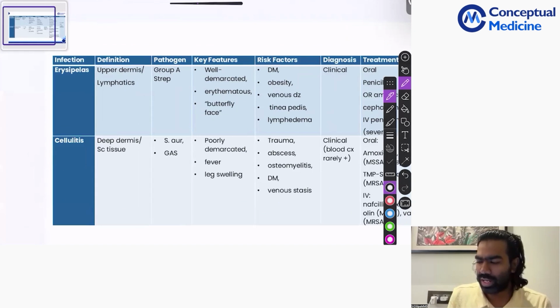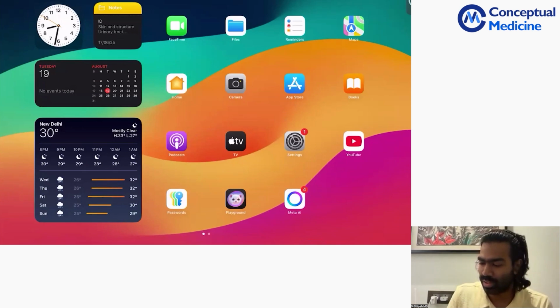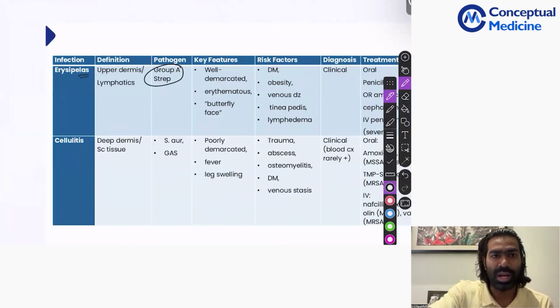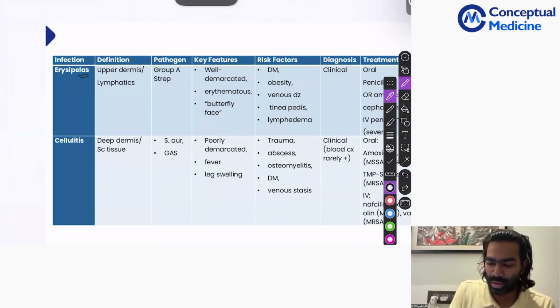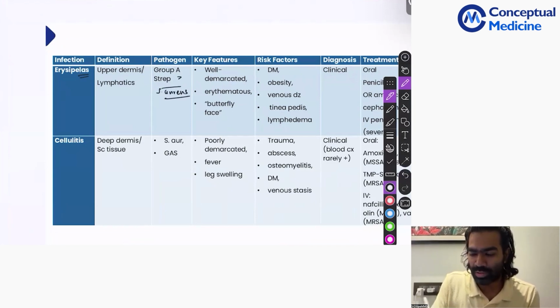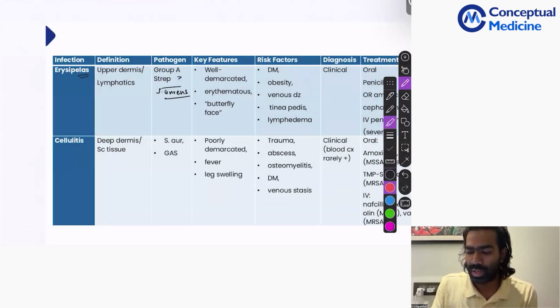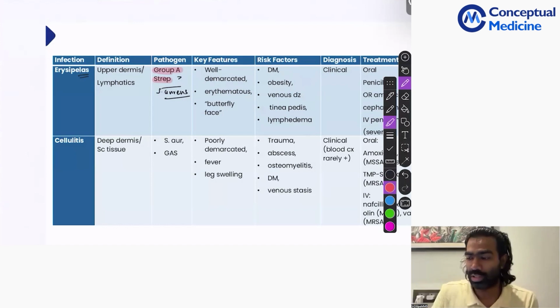So what do you mean by erysipelas? Erysipelas mostly is going to be caused by group A Streptococcus, even though sometimes it can be caused by Staphylococcus aureus as well. So I can write group A Streptococcus followed by Staph aureus. It can be caused by Staph aureus as well, but most of the times when you talk about erysipelas, it's going to be group A Streptococcus. For sure, there's no doubt about that. This is the most common organism that's going to produce erysipelas.